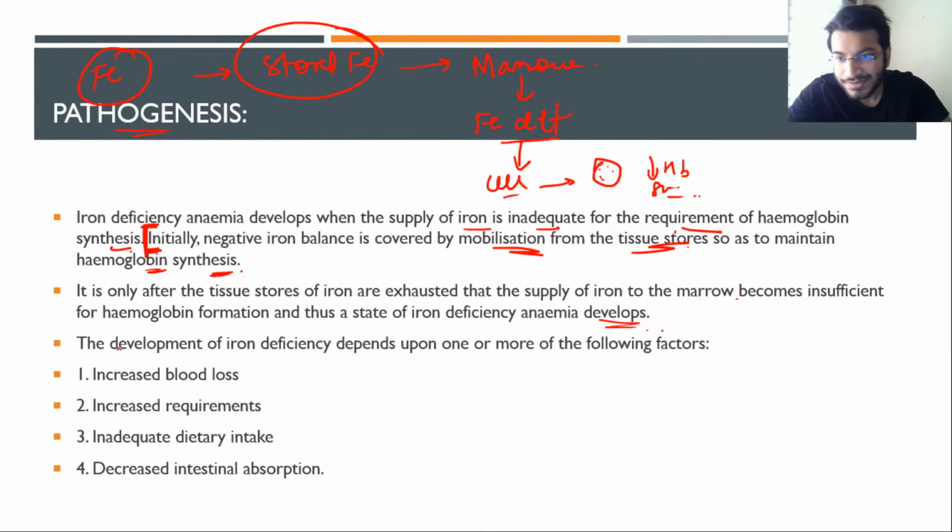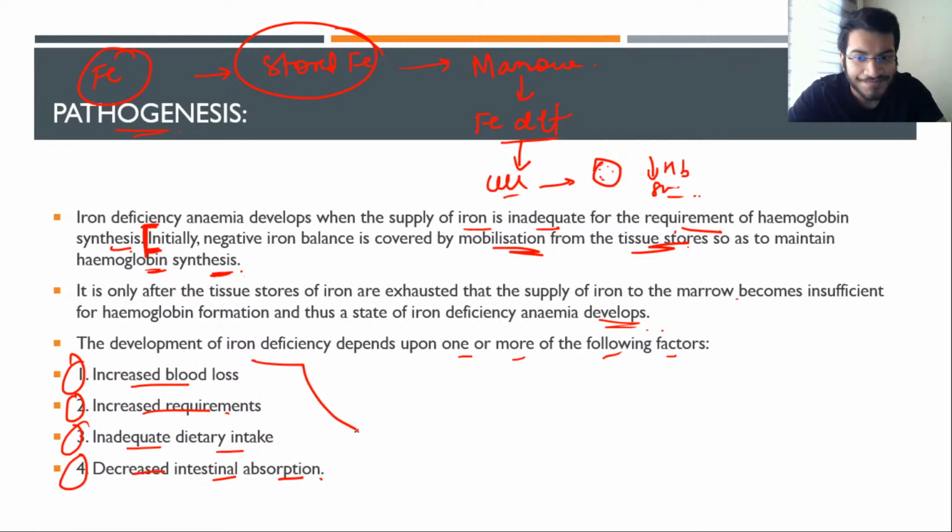Right. And the development of iron deficiency depends upon one or more of the following factors. First is increased blood loss, increased requirements, inadequate dietary intake, decreased intestinal absorption.